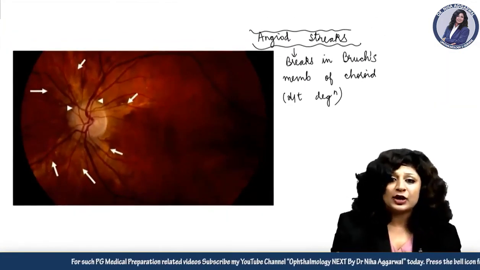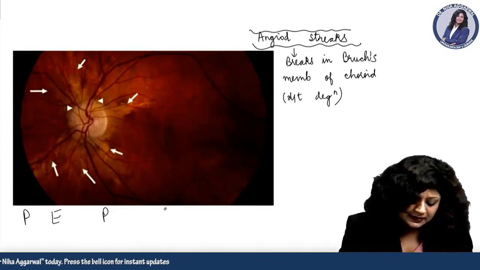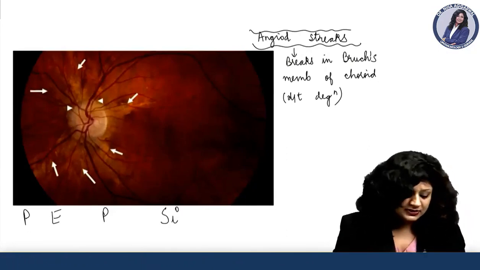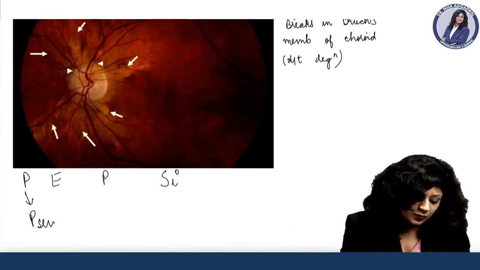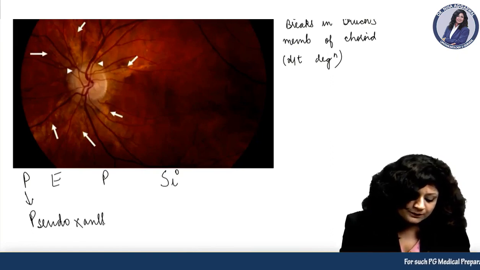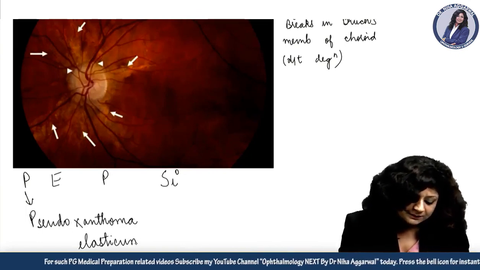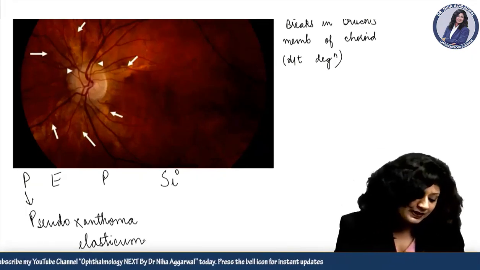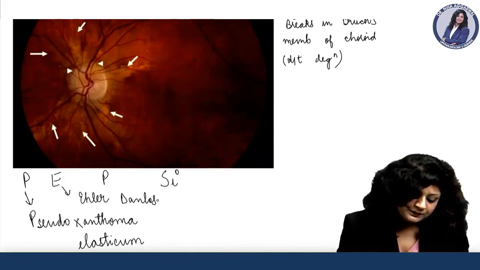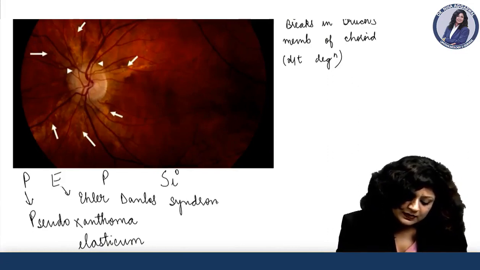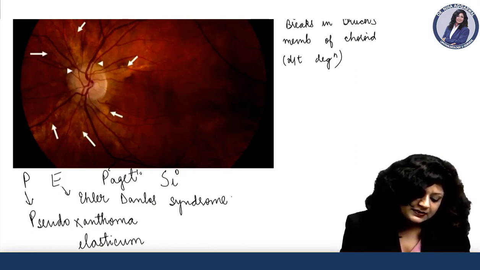The causes of angioid streak, you can remember by the mnemonic PEPSI. Always remember it. Now what are the important causes? The first important cause is P, that is pseudoxanthoma elasticum. Pseudoxanthoma elasticum is the most common cause. Then we have E. E stands for Ehlers-Danlos syndrome. Then we have P. P is Paget's disease.